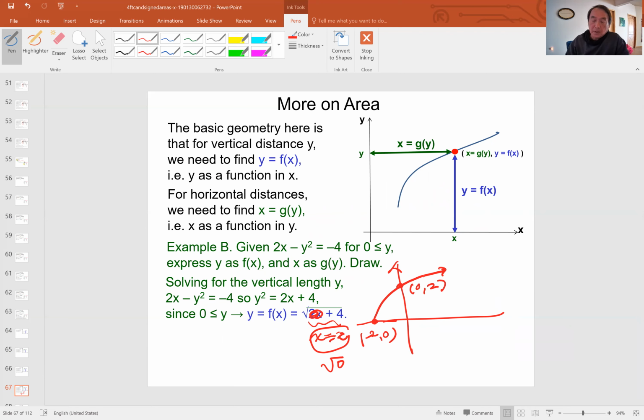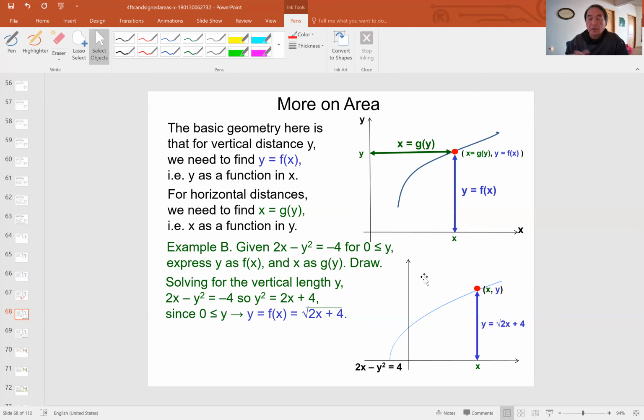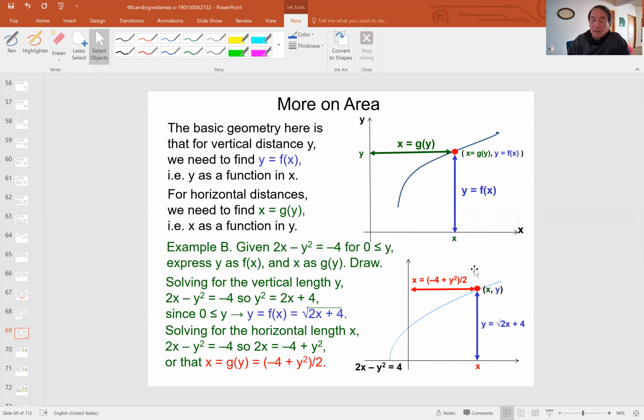Okay. So this is the curve for the square root formula. Given an x, the vertical height is root 2x plus 4. Then given any point (x, y), given y, what is the horizontal distance x? In that case, you want to solve for x in terms of y. Here it is. It's easy, you can see the algebra.